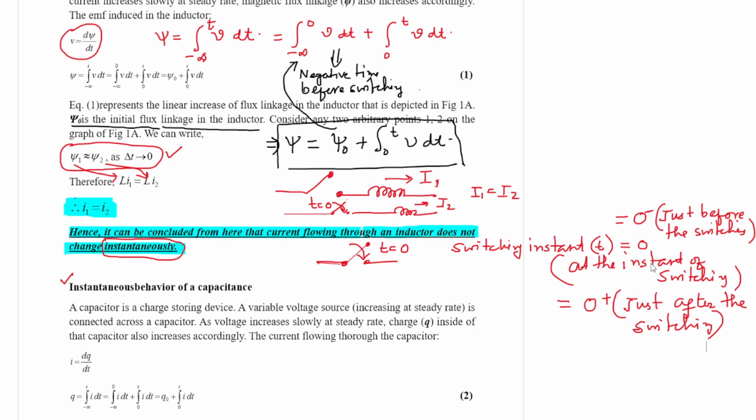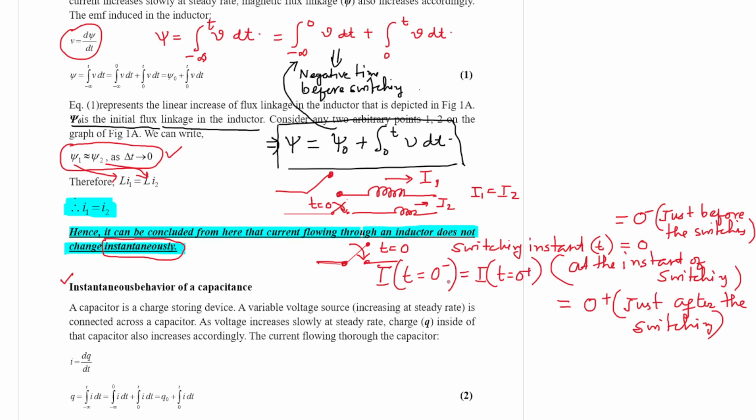Mathematically they are the same, quantitatively they are the same, but qualitatively they are totally different. When we say that instantaneously current flowing through the inductor does not change, we mean that the current just before the switching and the current just after the switching are the same. So we write I at t is equal to 0 minus equals I at t is equal to 0 plus.